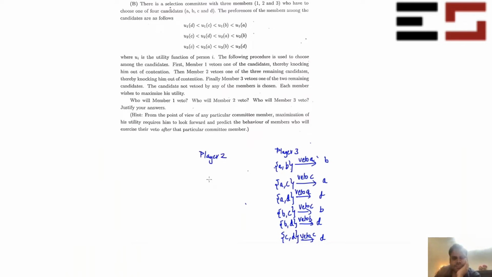Okay, so player 2 is going to move when player 1 has already moved and vetoed one of them. So there are four possible situations where player 2 can find himself. One is that A, B, C are left. The other is A, B, D are left. Then you have A, C, D are left, and finally B, C, D are left. Okay, these are the four possible situations. Yes or no?